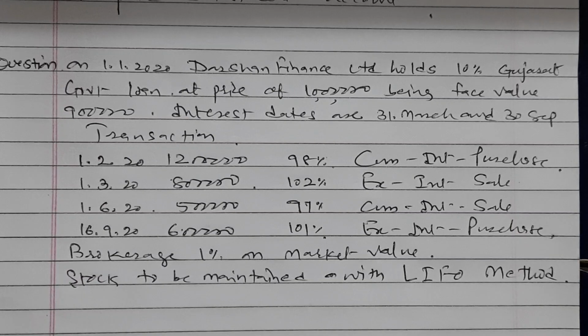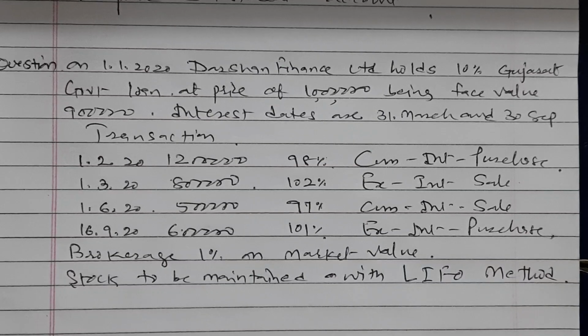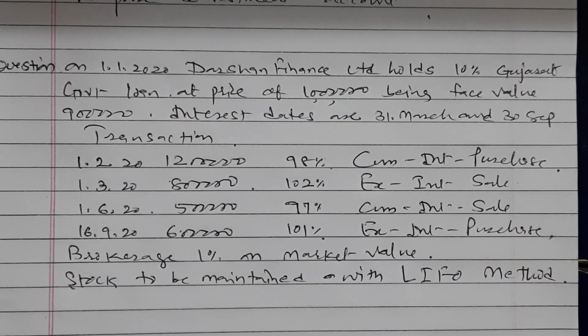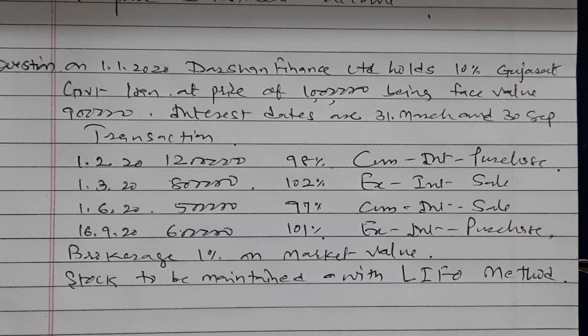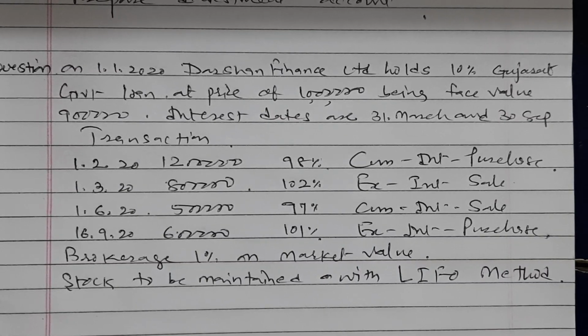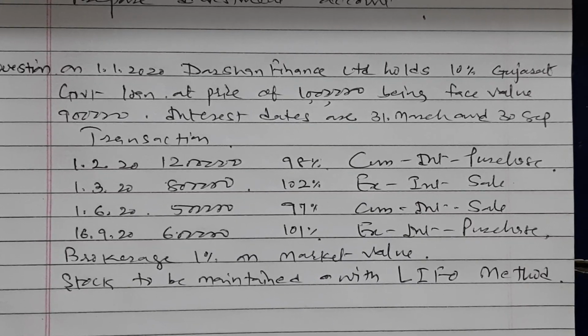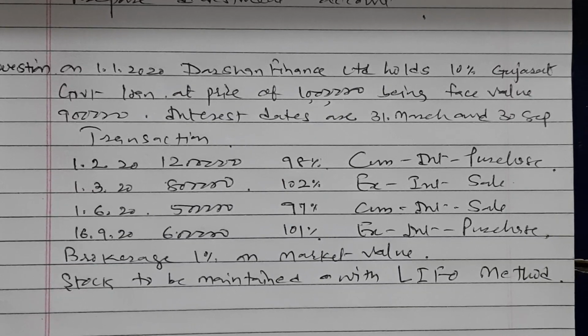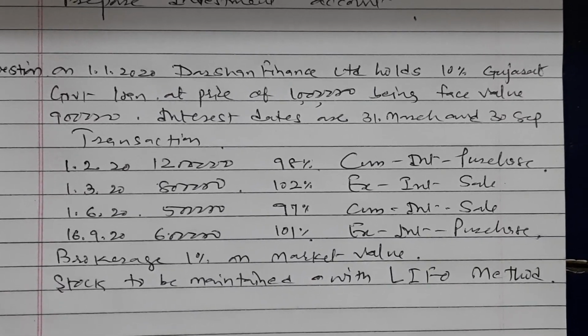Transactions on 1/2: loan of 12 lakh being purchased at 98% cum interest. Loan of 8 lakh being sold on 1st March at 102% ex interest. Loan of 5 lakh being sold on 1/6 at 97% cum interest. And loan of 6 lakh being purchased at 101% ex interest on 16th 9. Brokerage is to be calculated at 1% on market value, while stock is to be maintained with the LIFO method.